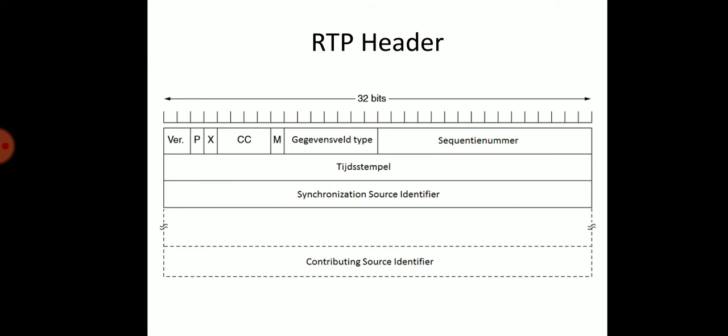The initial value is selected randomly. Then the synchronization source identifier: this field tells which stream the packet belongs to. It is a method used for multiplexing and demultiplexing multiple data streams onto a single stream of UDP packets. Then the contributing source identifiers: this list of 0 to 15 items, each 32 bits, specifies the contributing sources for the payload contained in the packet. This field is used when streams are mixed, as in a studio.